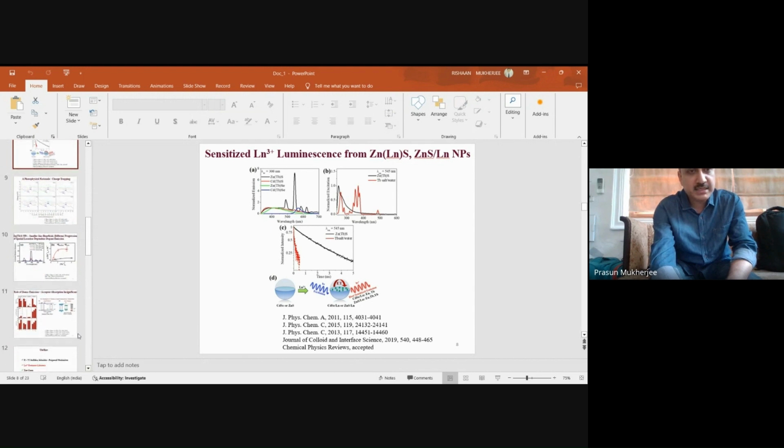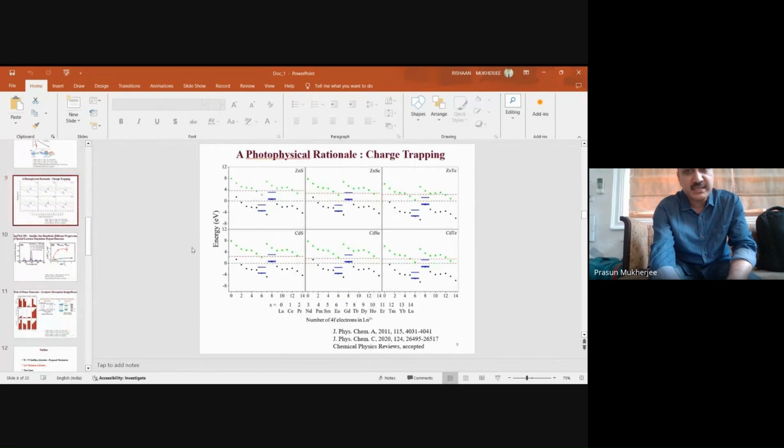With this, we tried to rationalize these experimental observations by a charge trapping model. If we look at this zinc sulfide panel, where x equal to 8 is terbium, we can see that the ground energy level and the luminescent energy level lie appropriately above and below the valence band and conduction band of the host material. That is why zinc sulfide is a very efficient host to sensitize terbium emission.